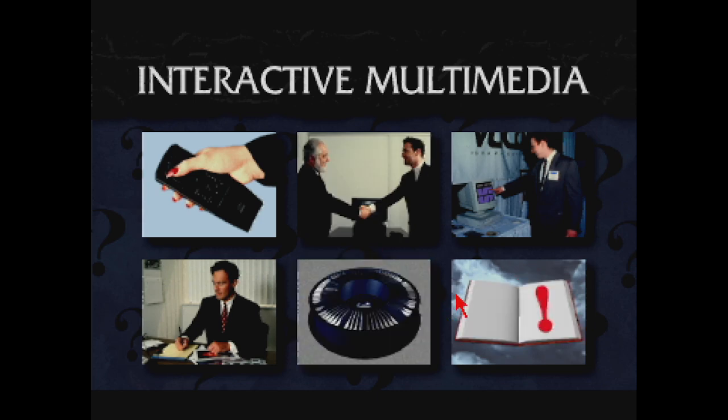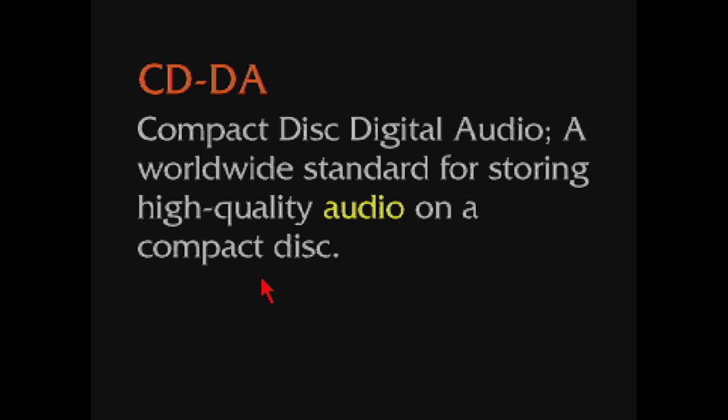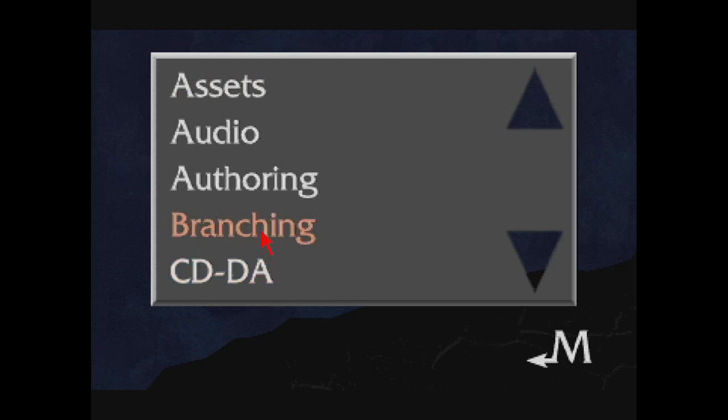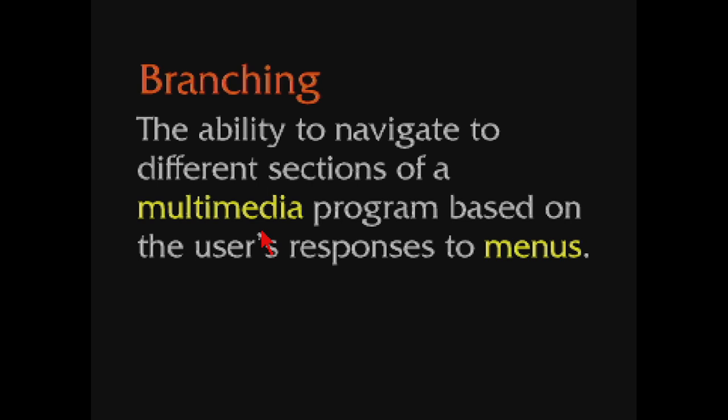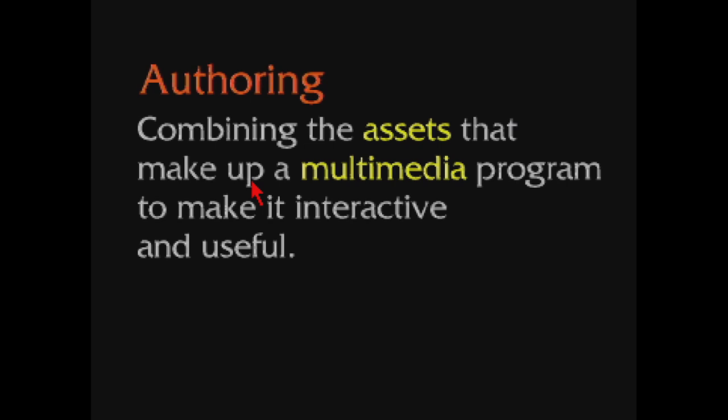Why should I change? What do all these terms mean? CD-DA, Compact Disc Digital Audio. Branching, the ability to navigate to different sections of a multimedia program based on the user's responses to menus. Authoring, combining the assets that make up a multimedia program to make it interactive and useful.